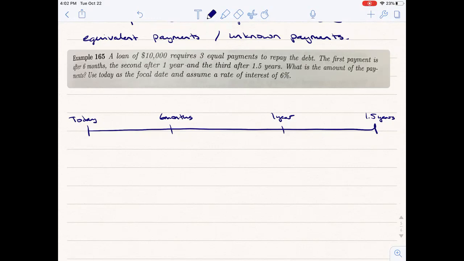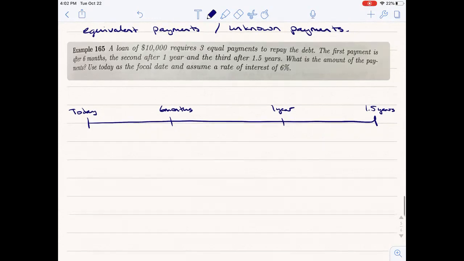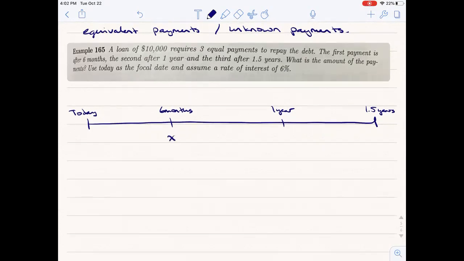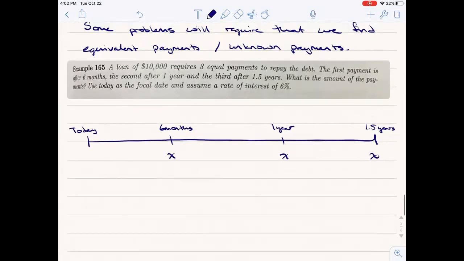So to denote these equal payments, I'm just going to put X underneath here. Okay? Let X denote the unknown payment amount.